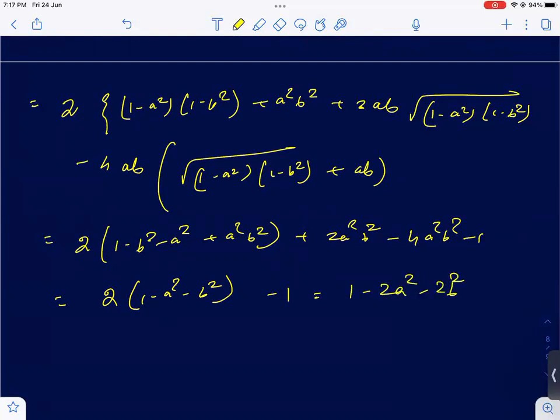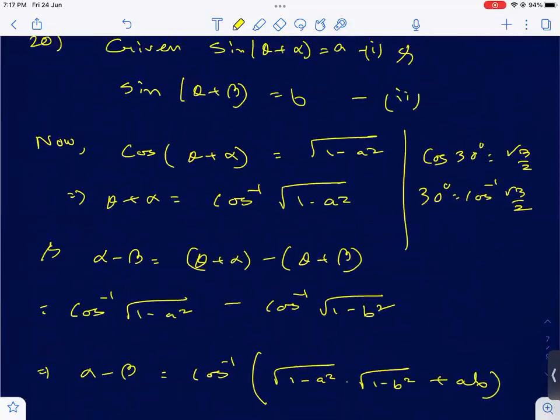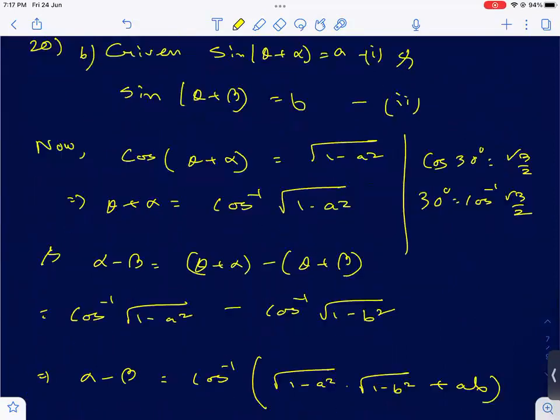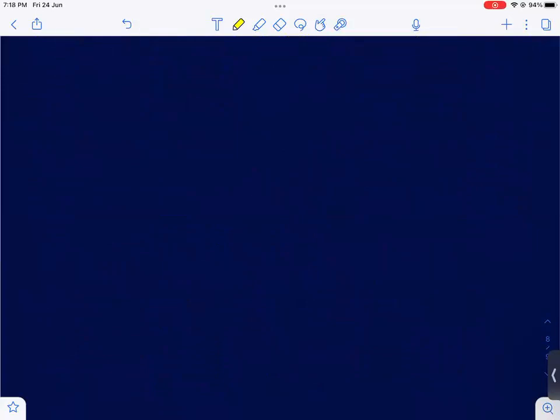So what is the option here? What is coming to be the option? The option here is B, the second option. It's the second option. This is assignment 1. The solution is fully complete.